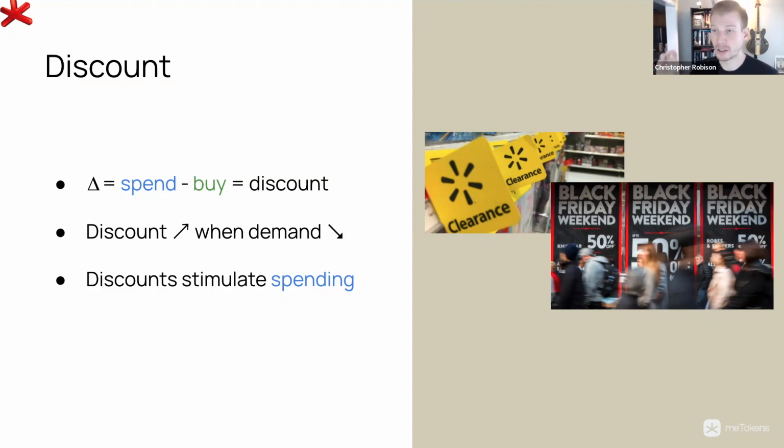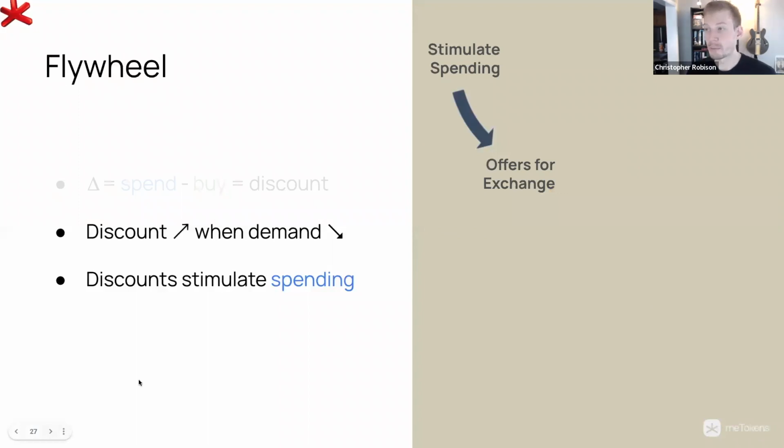So this is why we call it the automated discount market maker: it responds to economic incentives to automatically create these discounts in the marketplace to help stimulate spending. And this really introduces us to the flywheel of what we're trying to do here with an automated discount market maker. When spending is stimulated, there is some offer for exchange. So somebody comes to whoever the issuer of a personal token is and says, hey, I'll give you X amount of money in exchange for some good or service.